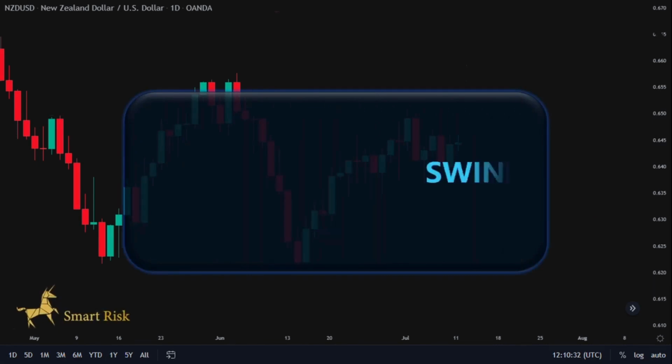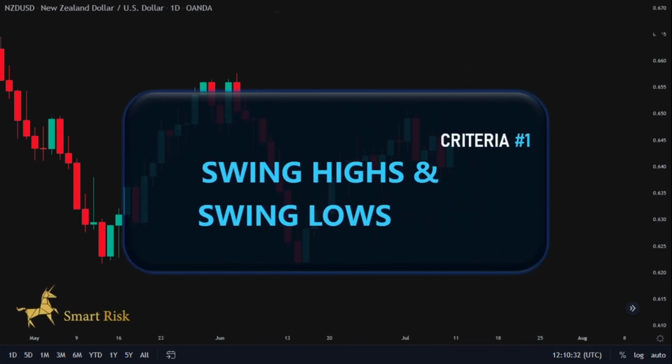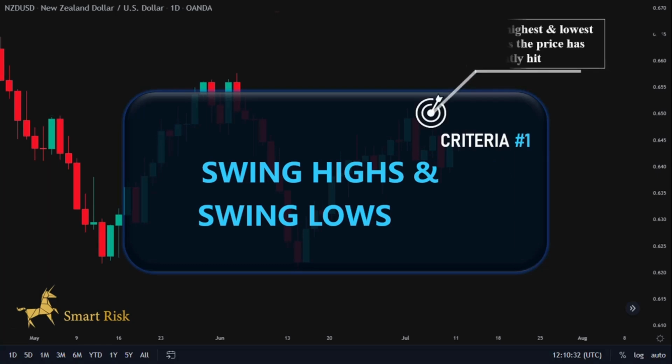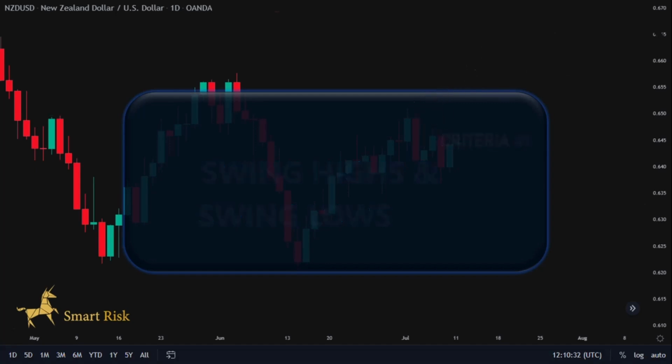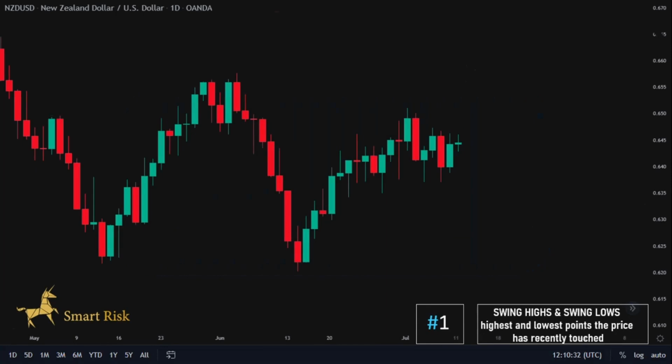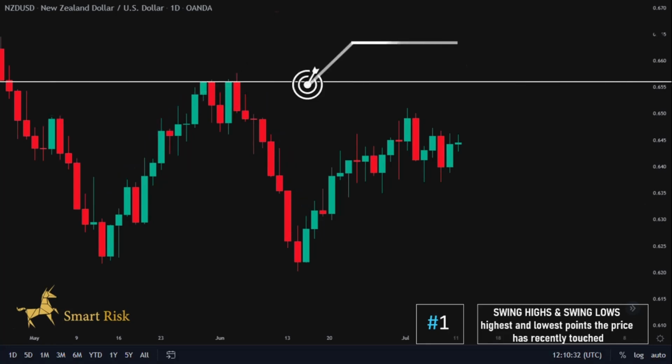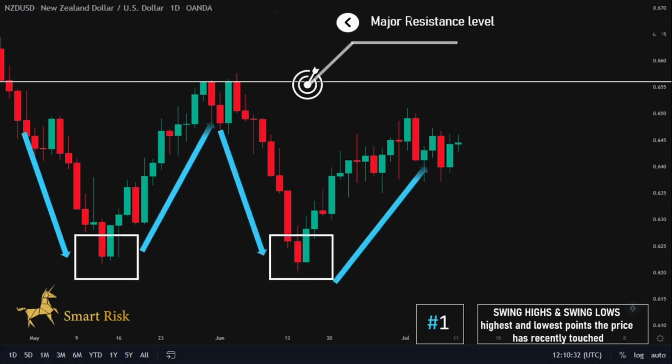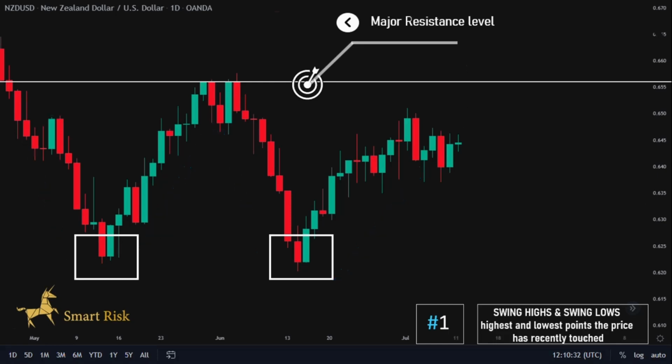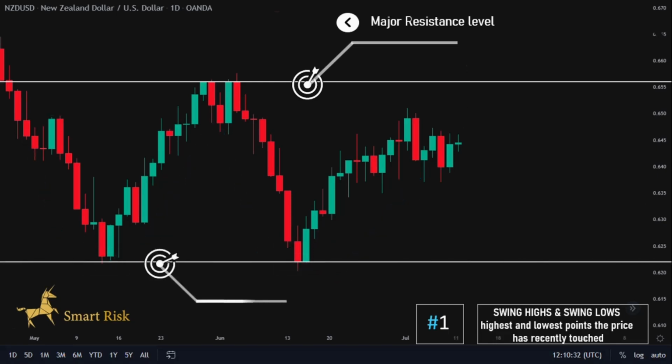So, starting with criteria number 1, swing highs and swing lows, which qualify a level of support and resistance, meaning the highest and lowest points price has recently hit in the chart. So we look to the left and note that the price went up, hit, and rebounded. And this is the highest point that price has reached recently and finally makes a swing high here. So we highlight it as a resistance level. So again, here at the bottom, the price dropped, hit, then reversed twice. And this is the lowest point that price has touched recently, so it forms a swing low right here, which we flag as a support level.